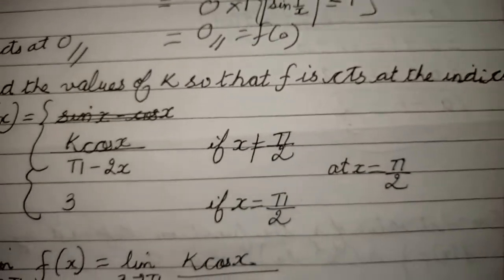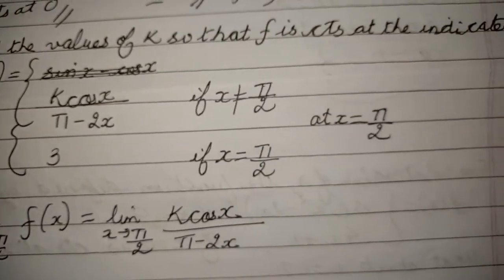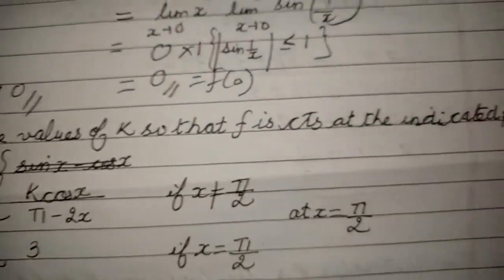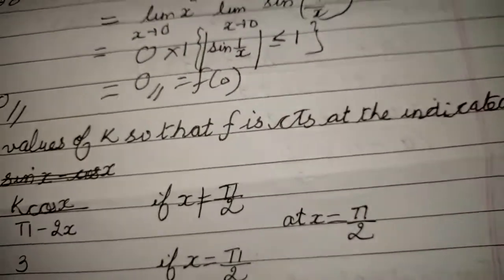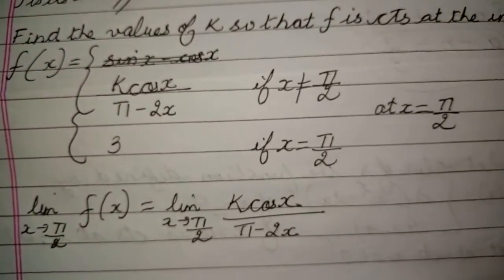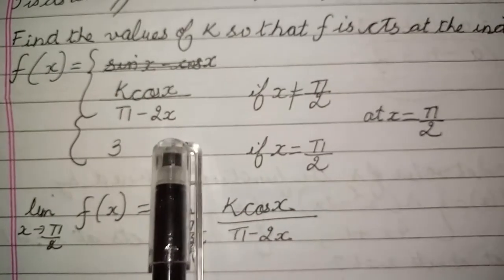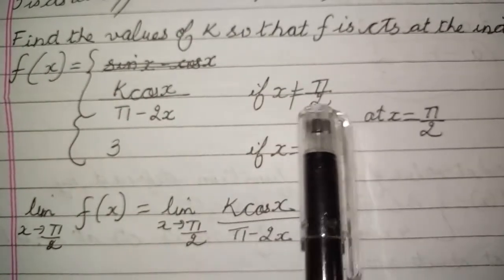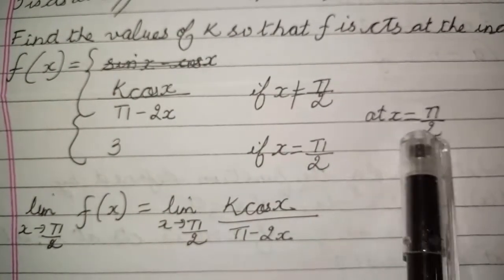Let's continue with the next one. Find the values of k so that the function is continuous at the indicated point. So now your function is f of x equal to k cos x upon pi minus 2x for x not equal to pi by 2, and 3 for x equal to pi by 2, at x equal to pi by 2.